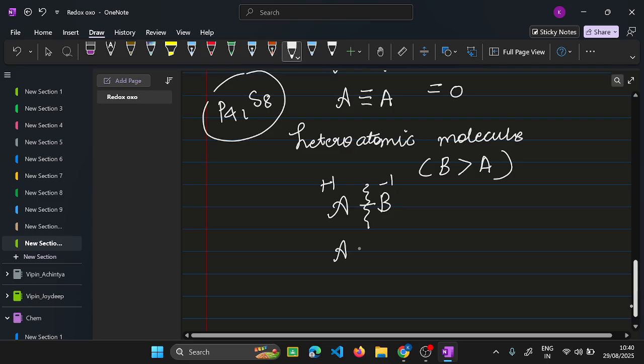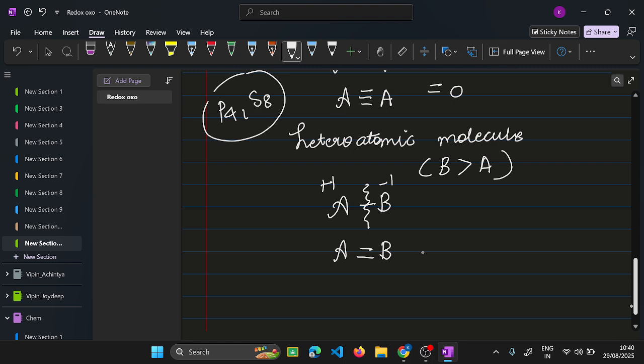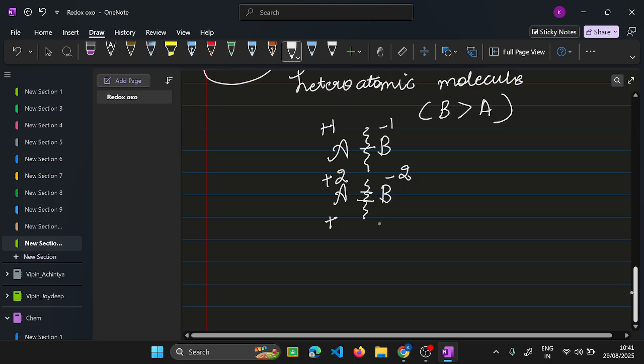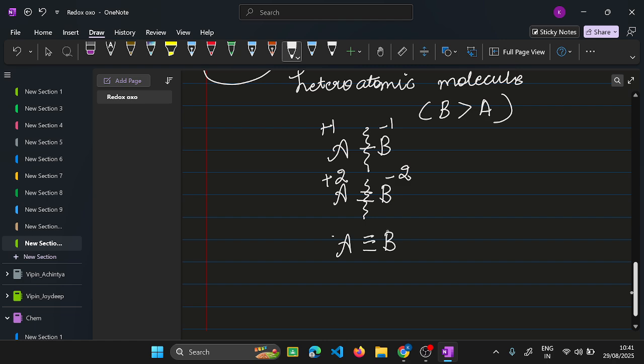Now, A double bond B. What is the charge on A and B? No, no, there is a double bond. If I break two bonds, it will get -2 charge and the other will get +2 charge, because I'm breaking two bonds. So the more electronegative element will take all the electrons of the bond. Have you understood? Now, A triple bond B, what is the charge on B and on A? -3 and +3. Very good, excellent. Any doubt here?